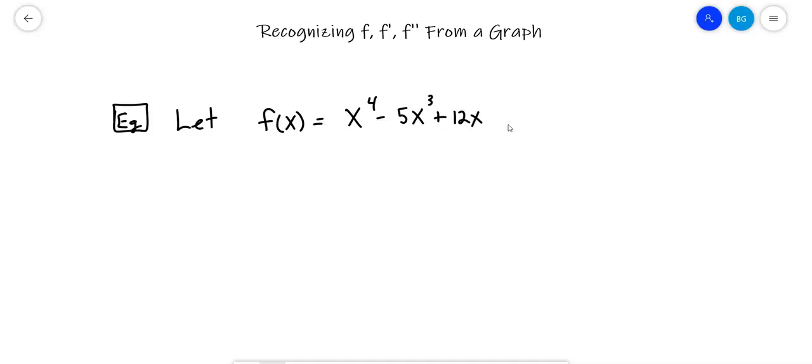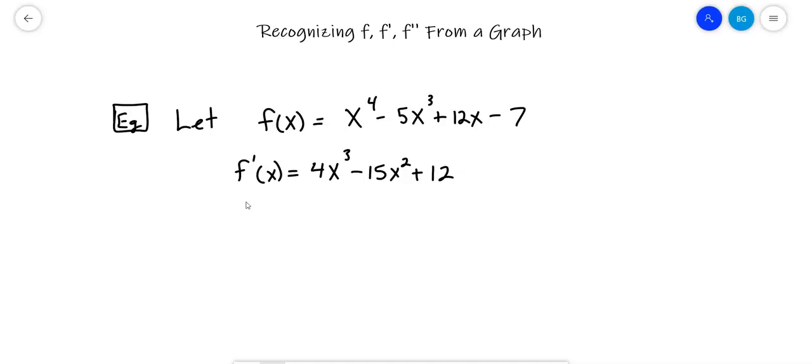Let's say I had some polynomial here. Let me just come up with an example for us. So maybe f of x is x to the fourth minus 5x cubed plus 12x minus 7. If I wanted to take the derivative, f prime, I would just use the power rule, right? And so that would be 4x cubed minus 15x squared plus 12. The x drops off because that's x to the first.